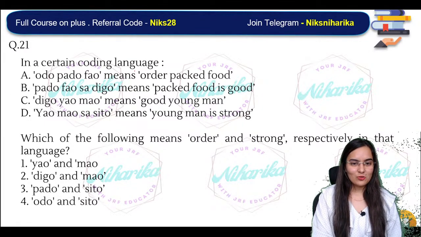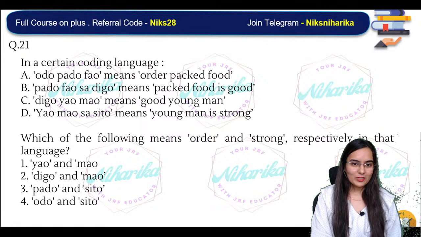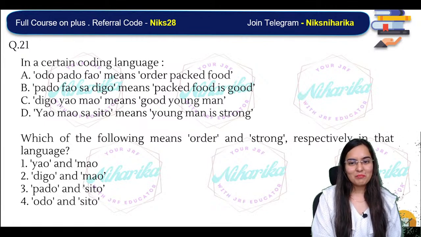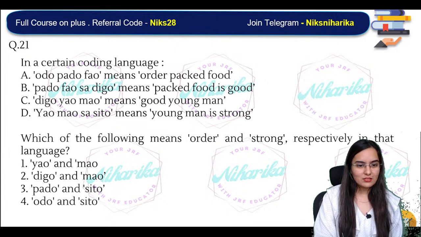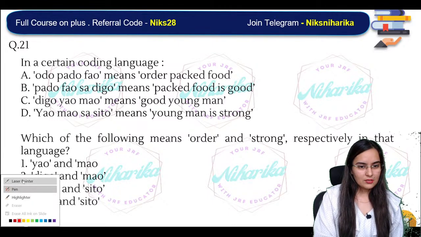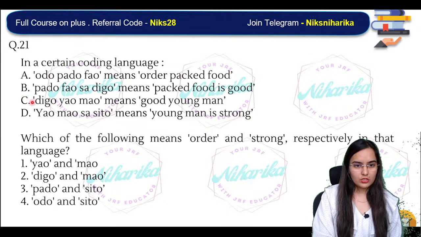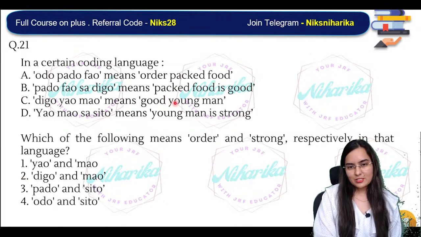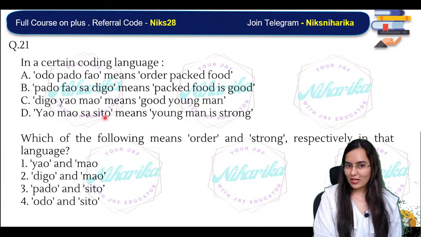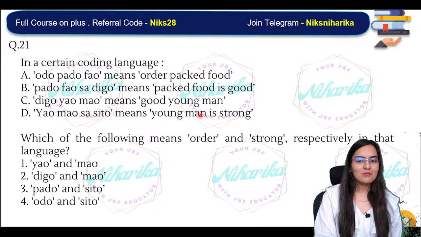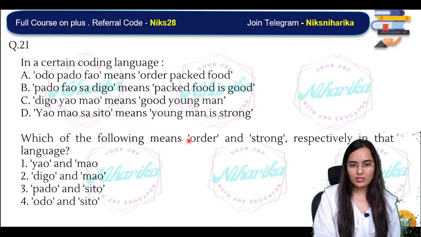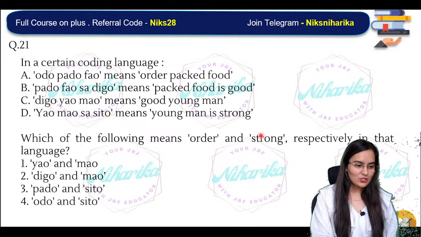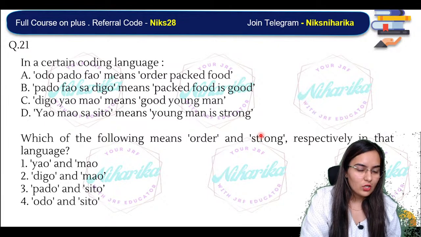In a certain code language, odo pado fao means order packed food. Pado fao sa digo means packed food is good. Digo yao mao means good young man. Yao mao sa sito means young man is strong. You have to decode what is the meaning of order and strong. So let's start it together.